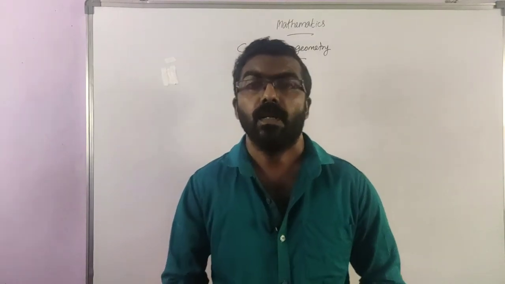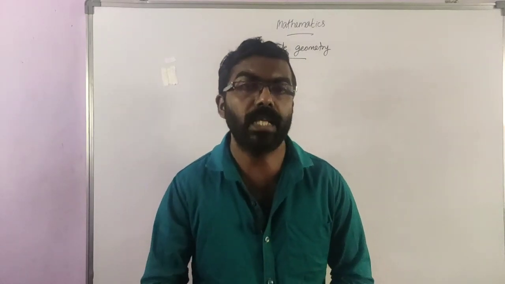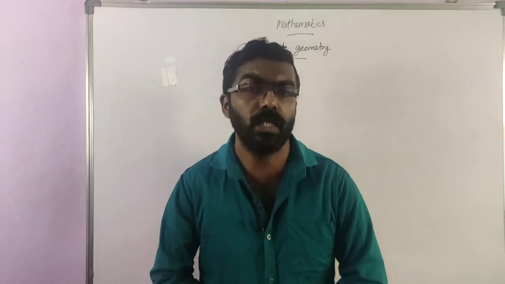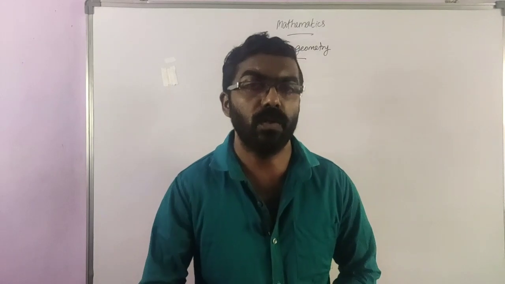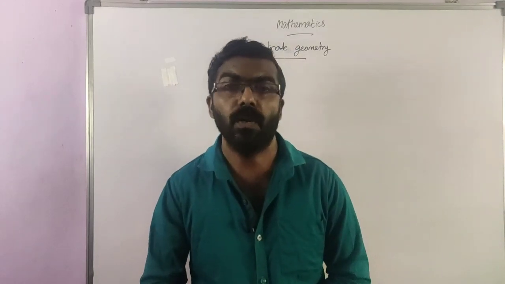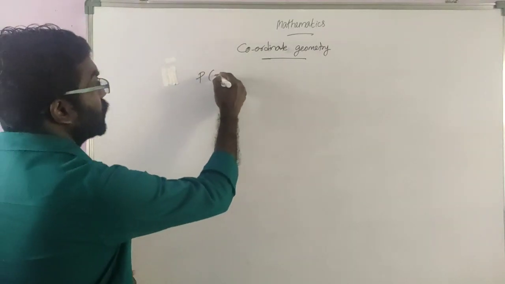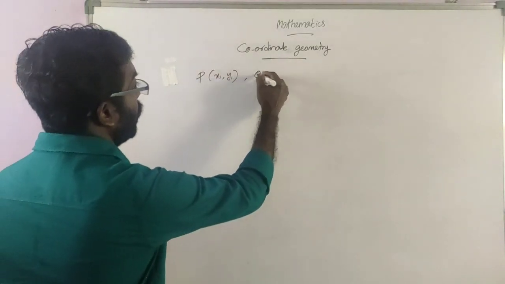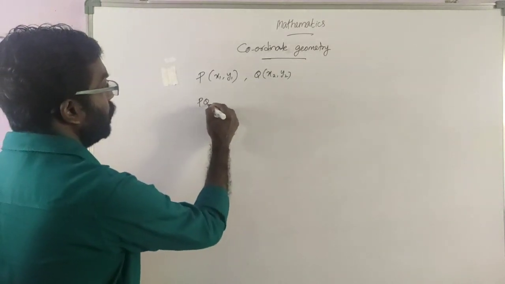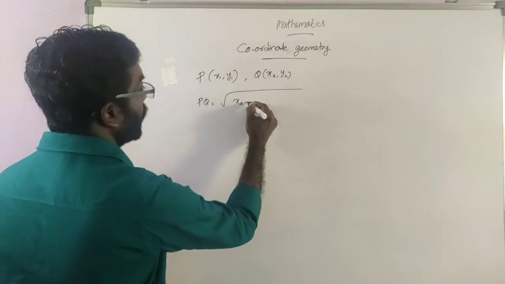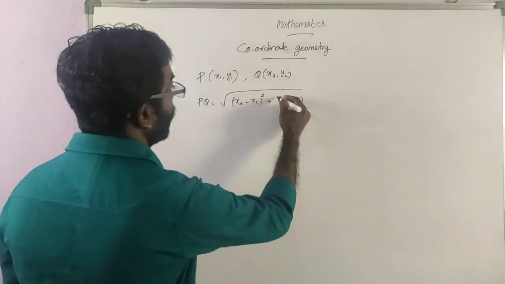Okay, let's start. First one is distance formula. The distance between any two points P of x1 y1 and Q of x2 y2 is given by PQ is equal to what? Square root of x2 minus x1 the whole square plus y2 minus y1 the whole square. So if P of x1 y1 and Q of x2 y2 are any two points, then PQ is equal to square root of x2 minus x1 the whole square plus y2 minus y1 the whole square.